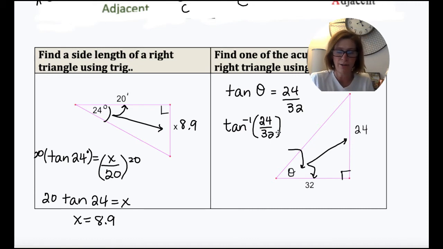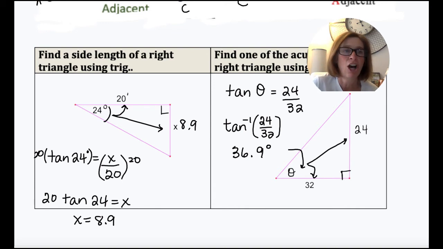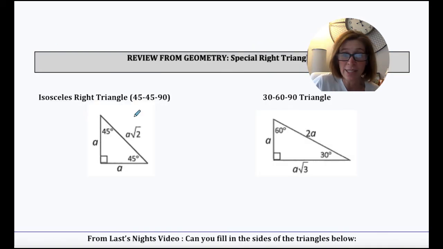And so, second tan 24 divided by 32, and I get 36.9 degrees. If you did not get 36.9, remember, you could be in the wrong mode, so make sure you're in degree mode, not radian mode, okay? All right. So that is a little review.